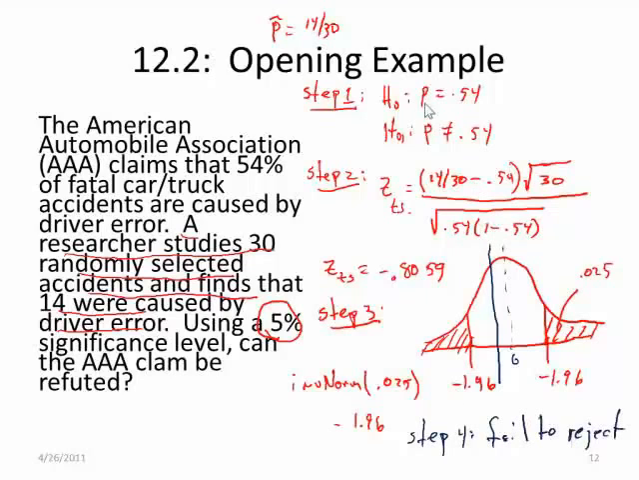Since we're failing to reject, the data is telling us that the true proportion is right around 0.54. There's not a statistically significant difference. So the AAA claim that 54% were caused by driver error, is the claim refuted? No, it has not been refuted.